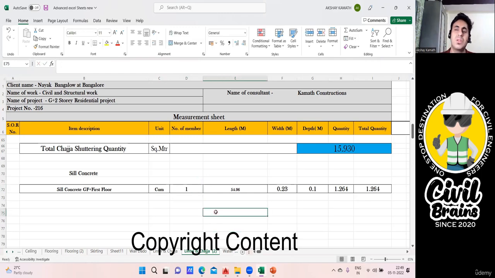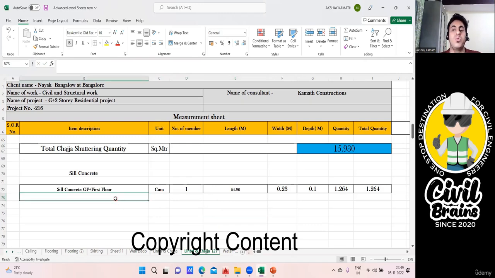It's a very minor quantity that we're doing, but still we'll do everything. So I think I've taken care of sill concrete. Sometimes, like I mentioned, a concrete band will also be there. You write concrete band and accordingly do the calculations.